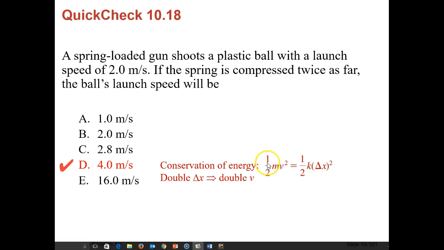And that is from the conservation of energy. So I conserved energy when I compressed the spring. All that energy comes into the speed, or the kinetic energy. So if I double x, I double v. And that's probably a little bit easier way to see it than what I did. Mine is a little bit longer, a little bit more thorough, but that's a pretty quick way to do it.